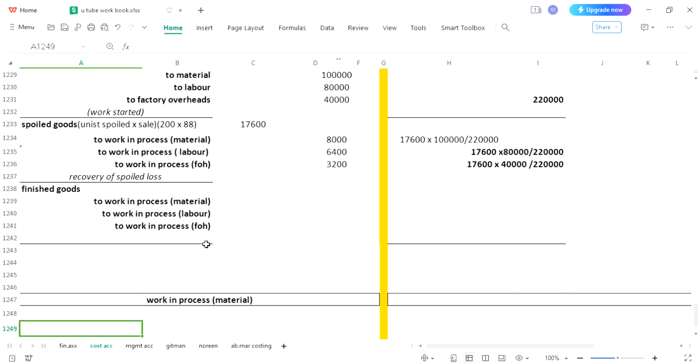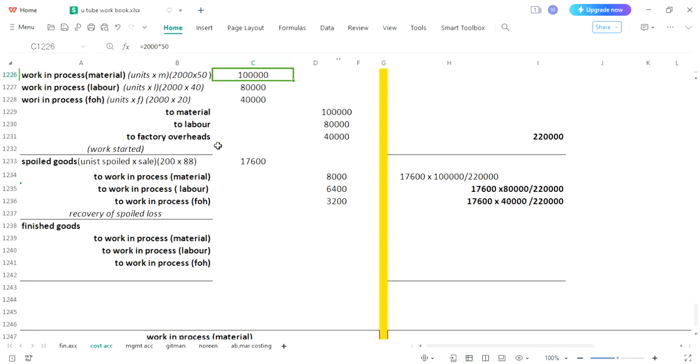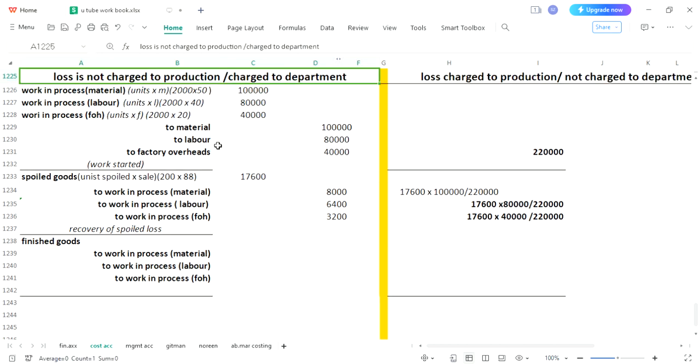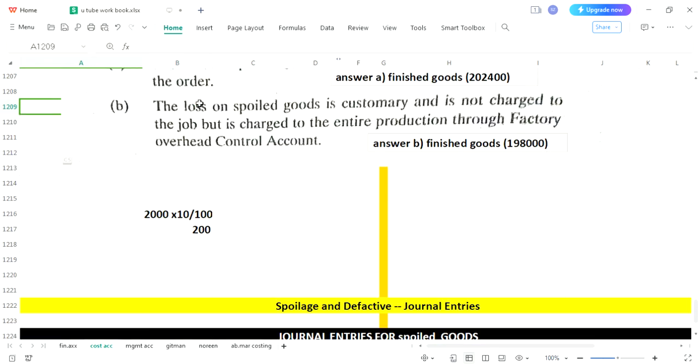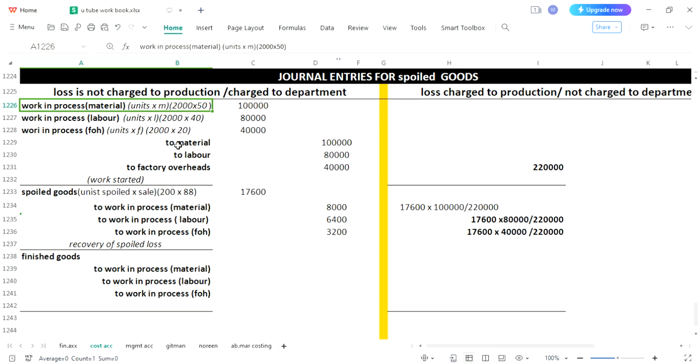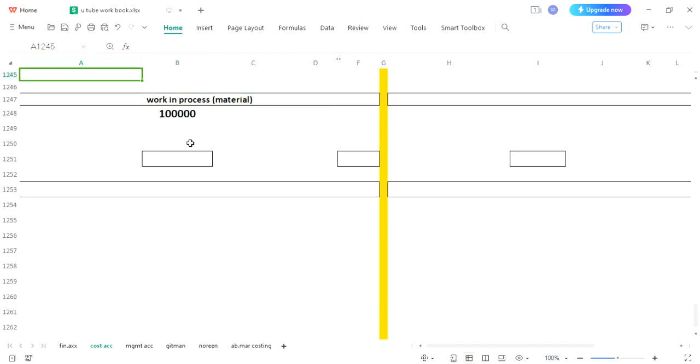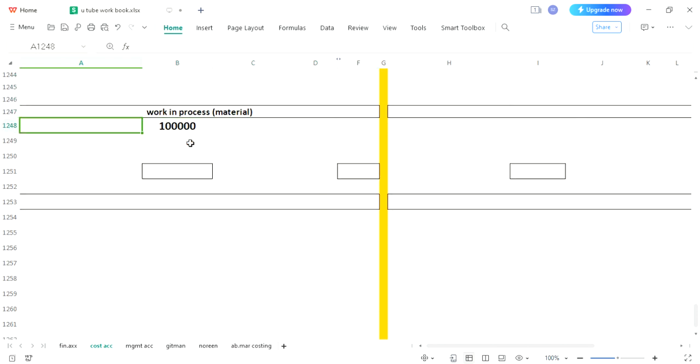And what you will do, you will see where work in process material is present. If it is debit, you will post on debit side. If it is credit, you will post on credit side. First, 1 lakh is present on debit side. So you will write 1 lakh over here, and for reference, you will see whatever is written on the opposite side. At the opposite side, to material is written. So you will use this as reference, to material.